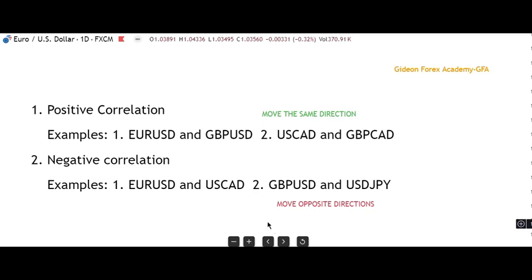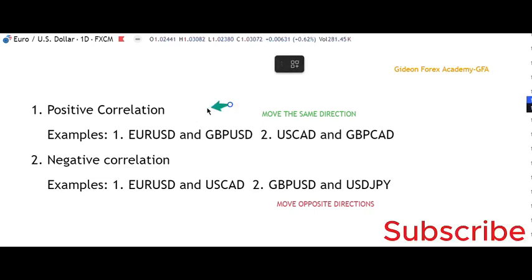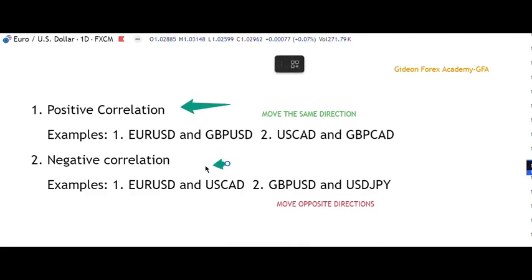What you are looking at on the screen here is a positive correlation, and I'm going to explain what that is. You are also looking at the second category, which is negative correlation. We are going to look at the disadvantages of trading these at the same time, or opening positions at the same time for all these pairs. These are just examples; there are others in the market. The Forex market has so many pairs which you can put in these two categories.